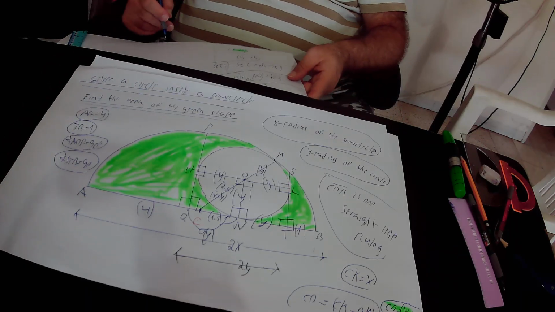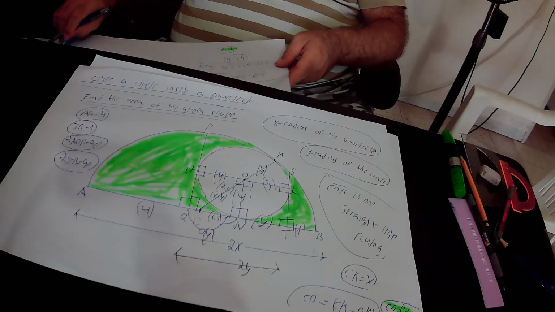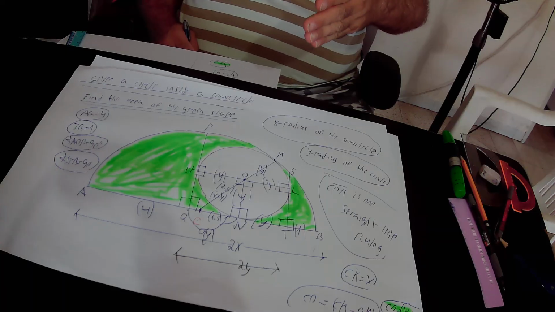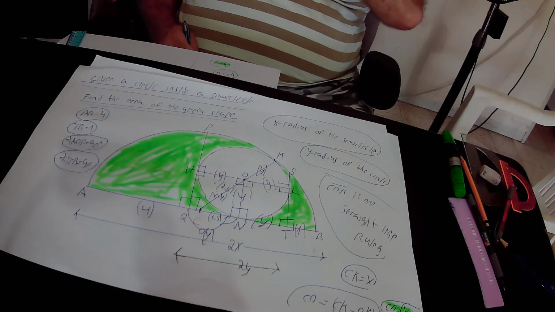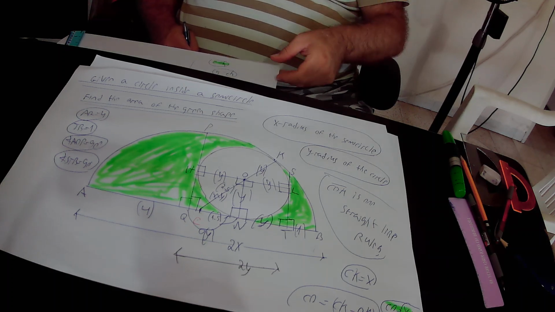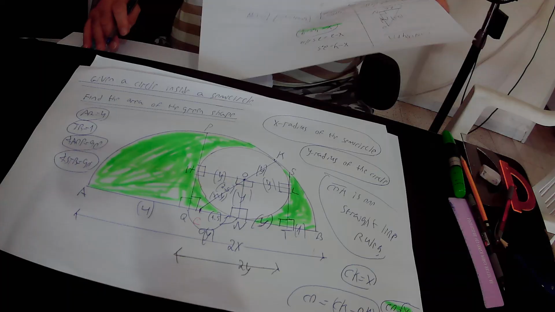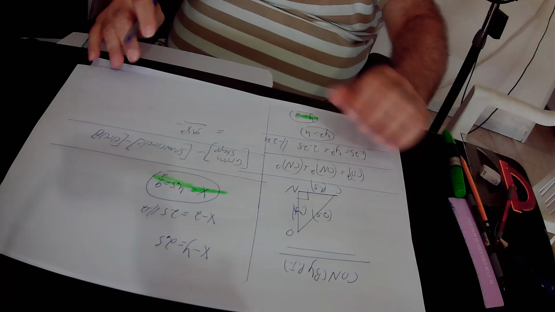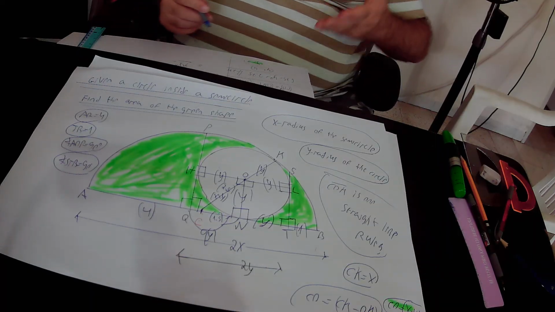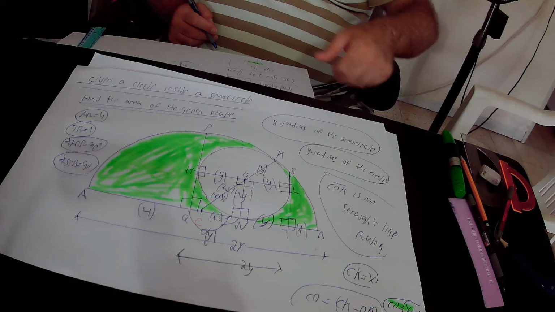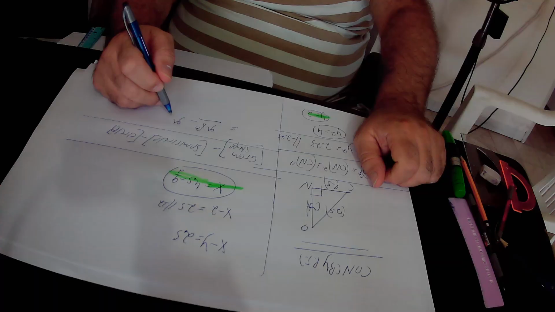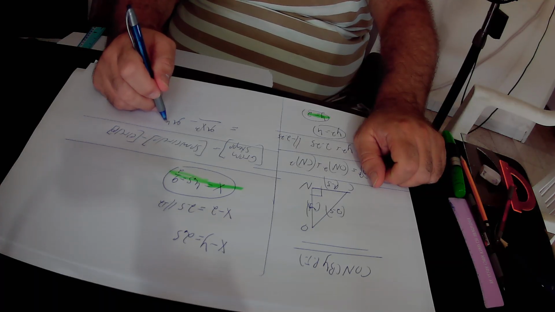So what is the area of the semicircle? The area of the semicircle must be equal to pi times the radius of the circle squared divided by 2. The radius of the semicircle is x, therefore it is pi x squared over 2. So the area of the semicircle must be equal to pi x squared over 2 minus the area of the small circle. The area of the small circle must be equal to pi y squared. Pi times the radius of the circle squared, that is pi y squared.